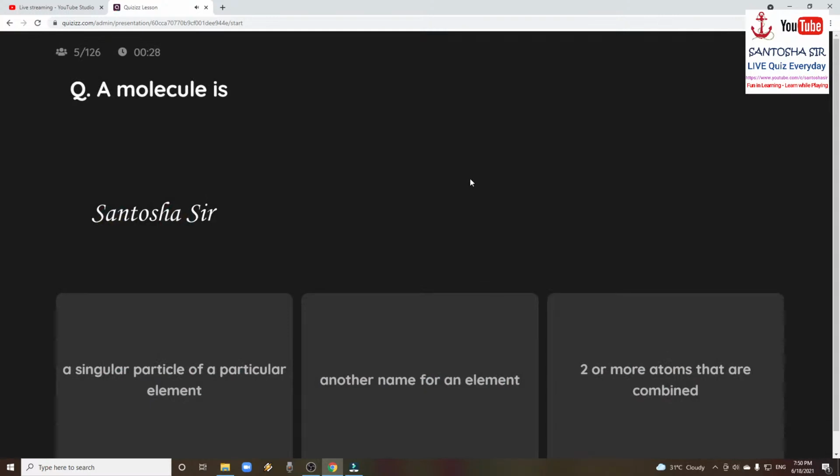A molecule is what? What is a molecule? A singular particle of a particular element, or another name of an element. 2 or more atoms that are combined. What is your choice?